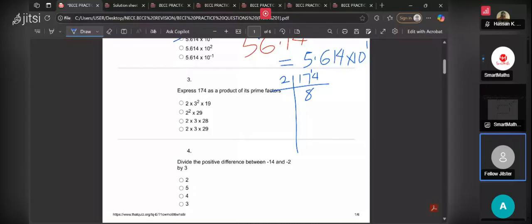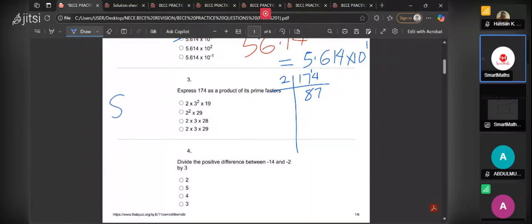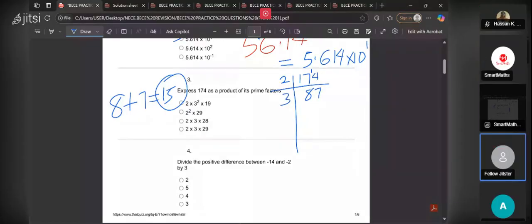So if you look at 87, can 3 divide 87 or not? How can you know whether 3 can divide this? It is when you add the 2 digits together, this 87, let's add it together. It gives us 15. So we now check, can 3 divide 15? Yes. So if 3 can divide 15, then 3 can divide 87. We then use 3 to divide it. So 3 in 8 is 2, remainder 2, and 3 in 27 is 9.